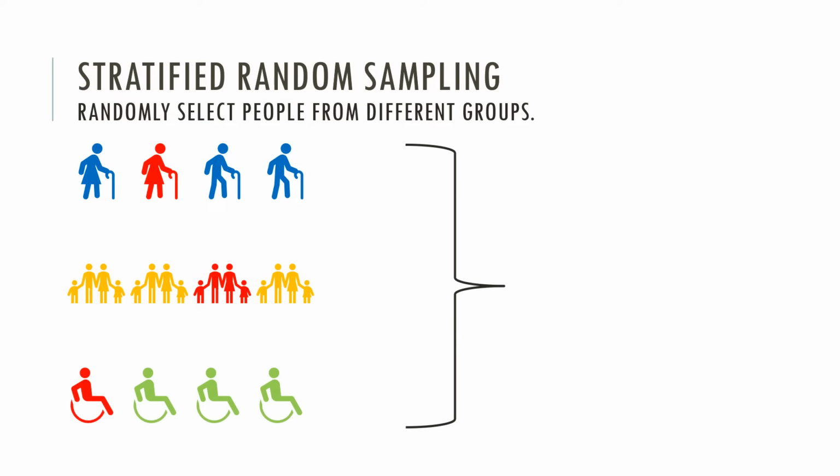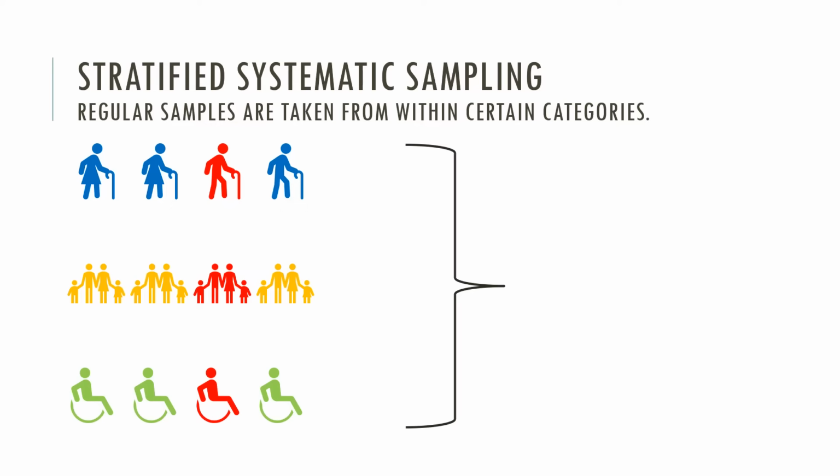Now, you can combine different sampling techniques. So this is what we call stratified random sampling. So I randomly select people from different groups, doesn't matter who, I'm going to randomly select them. On the other hand, we've got stratified systematic sampling, where regular samples are taken from within certain categories. So in this case, the third person of each group.